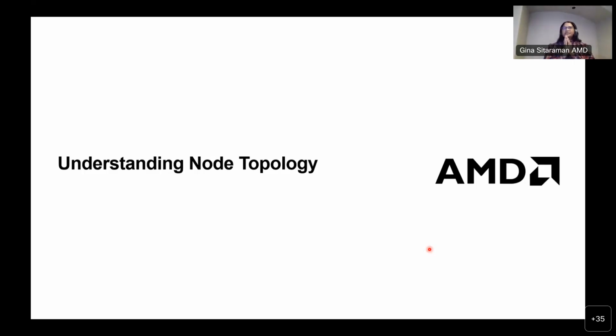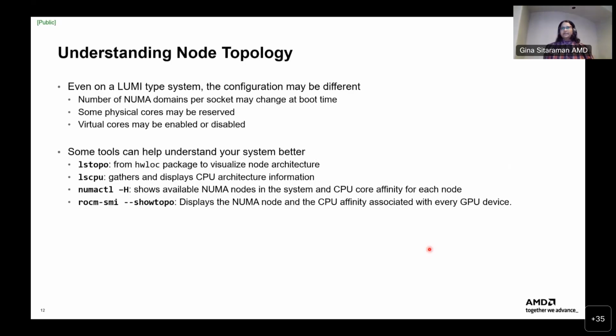Next, we're going to go into understanding node topology and what kind of tools we have at our disposal for doing that. When we get on a new system, we would like to understand what's on that system. Even on a Lumi type system, the configuration may be different. We had a big upgrade recently. I could not log in until this morning, so I haven't had a chance to see if something has changed. Much of the material that I have put together here is based on what we had at the end of February, so something might have changed. That is something that I'd like you to go back and check using these tools.